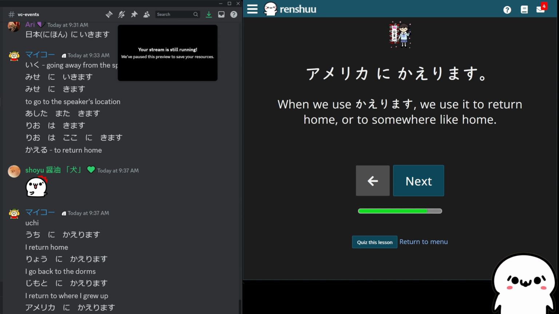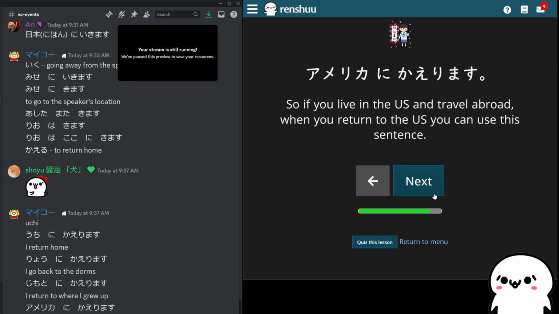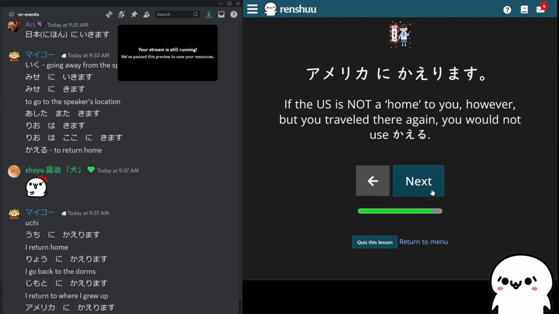Now, there's a few other ways we can use this. And so we talked about places that you're currently living, whether it's a house, it's a dorm, it's where you used to live but still in your heart it's kind of home, or it's a country. These all work.